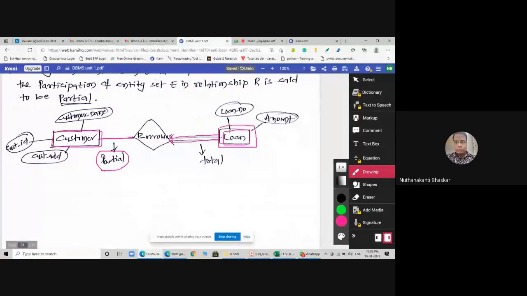Now, all the borrowers are going to take the loan. It means it is compulsory; a borrower is nothing but someone who takes the loan. So all are participating. That's why it is a total participation. Every borrower is associated with the loan. That's why it is a total participation. The representation is two links. Now clear? Total participation and partial participation.